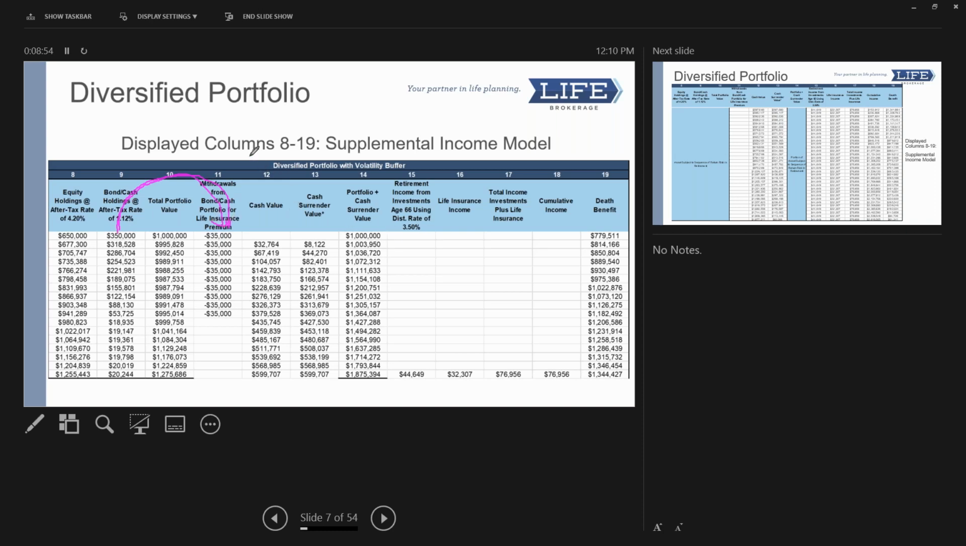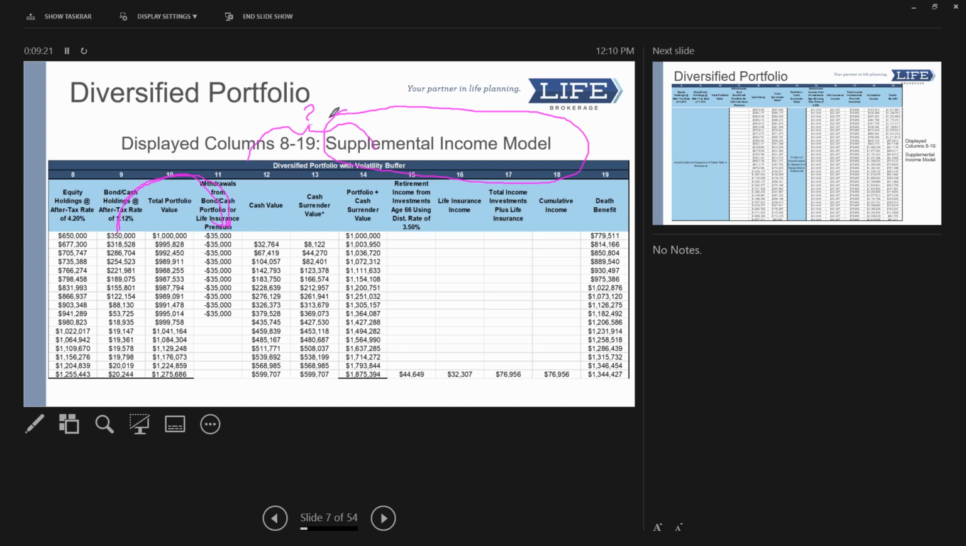Your flavor of choice makes no difference to us, but we're recommending something with a bottom. Whole life or low cost, low charges, indexed universal life. Asset-based IUL does not work in this strategy. So what I'm showing you here is a supplemental income model. There are 2 models here that I'm going to showcase.